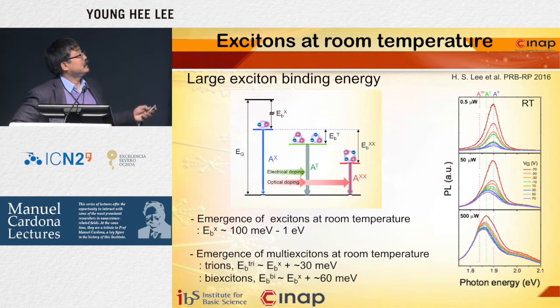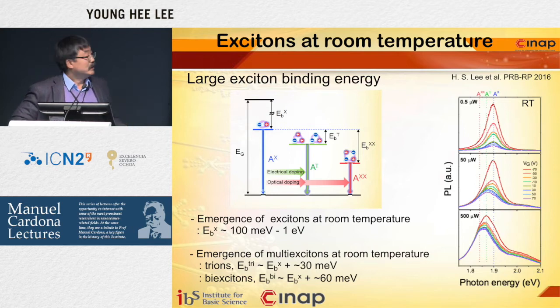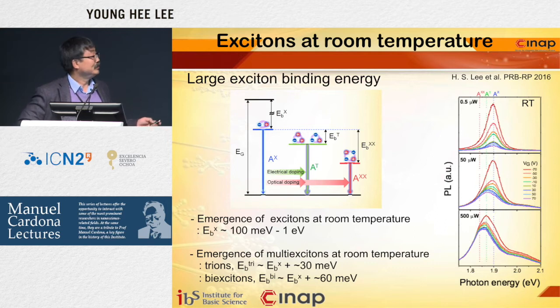So this is a typical energy band gap, and the neutral exciton, typically in molybdenum disulfide, I think several hundred milli-electron volt. And it depends on the material, sometimes it's even higher. So compared to room temperature, this is huge.